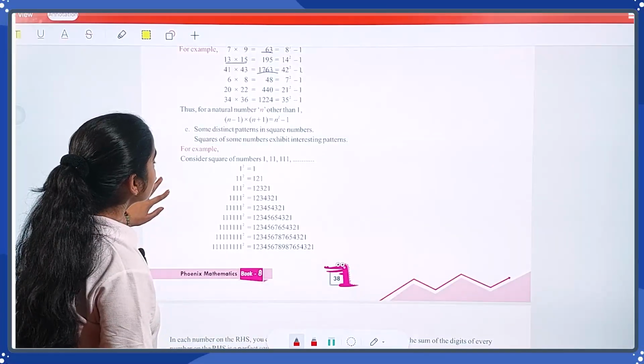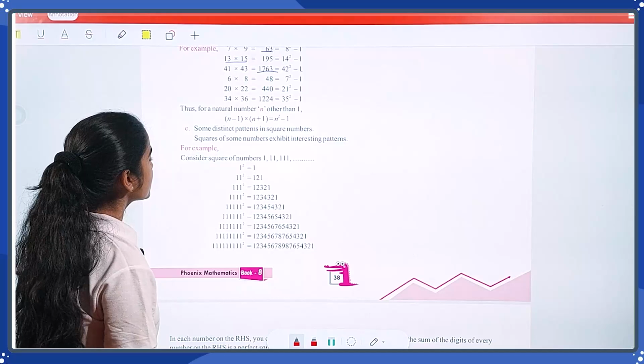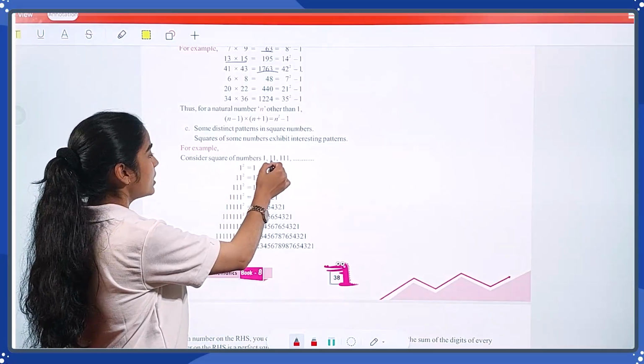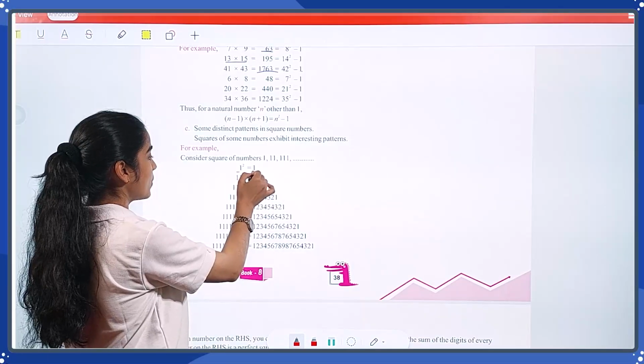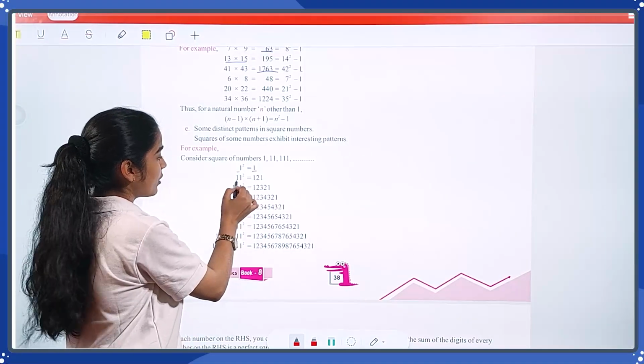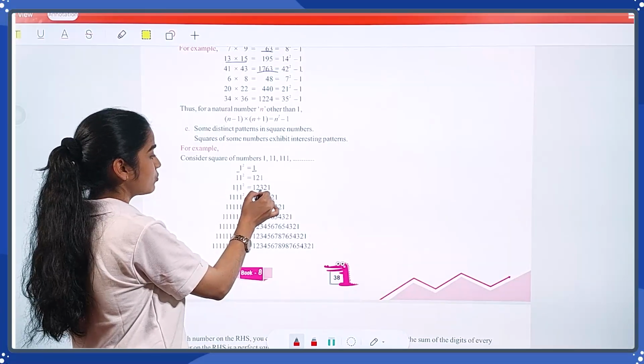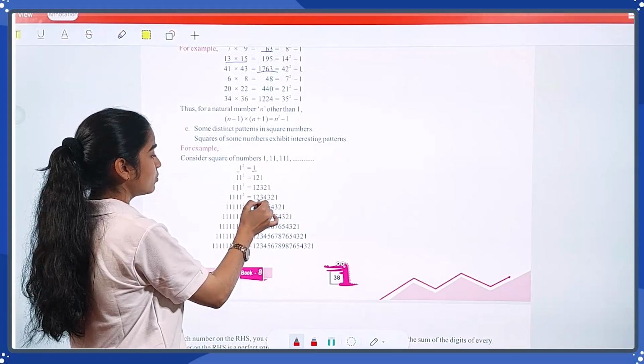Some distinct patterns in square numbers. Squares of some numbers exhibit interesting patterns. For example, consider the square numbers 1, 11, 111. So 1 square is 1. Now 11 square: 1 plus 1 is 2, so 1, 2, 1. 1 plus 1 plus 1 is 3, so 1, 2, 3, 2, 1. Then 4: 1, 2, 3, 4.